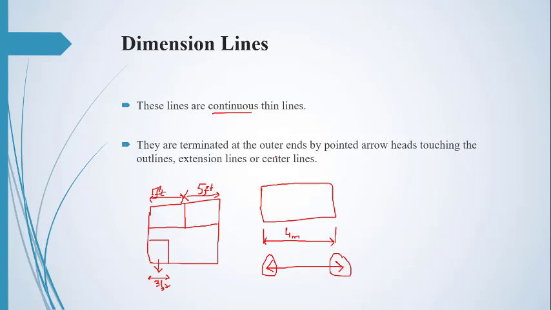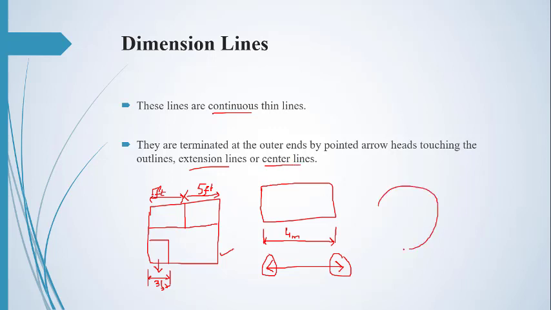They are terminated at outer ends by pointed arrowheads touching the outlines. They will touch the outlines, extension lines or center lines. What does an outline mean? These are the outlines. Now they are not touching any outlines, so here we will draw lines like this one and this one. These lines are known as the extension lines.